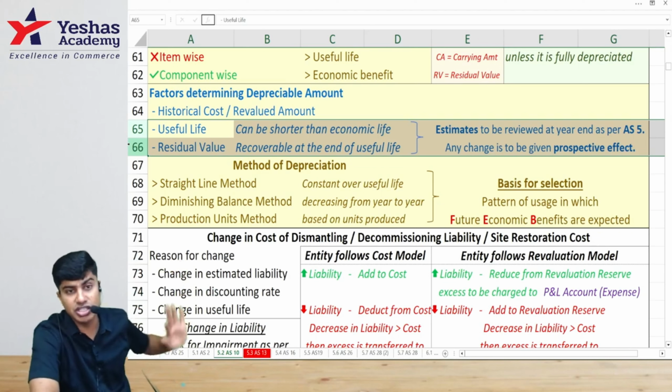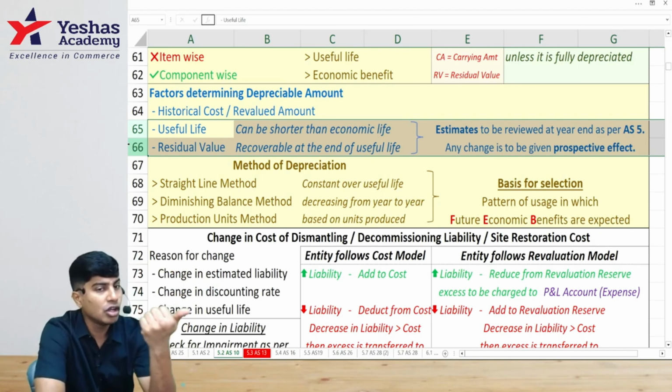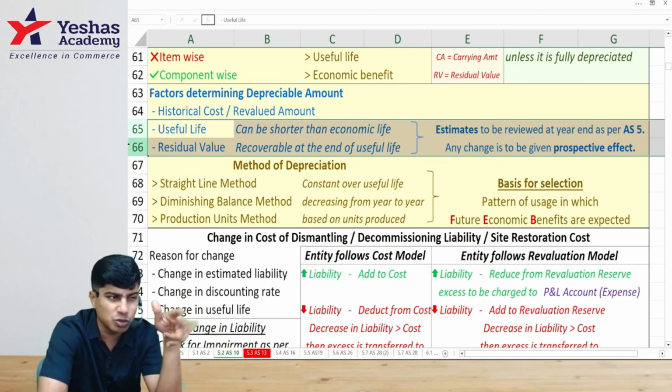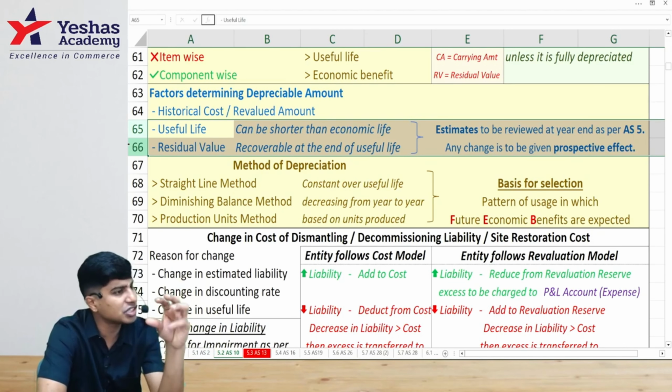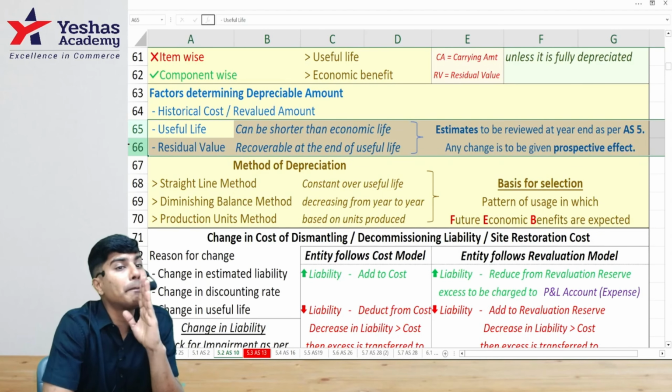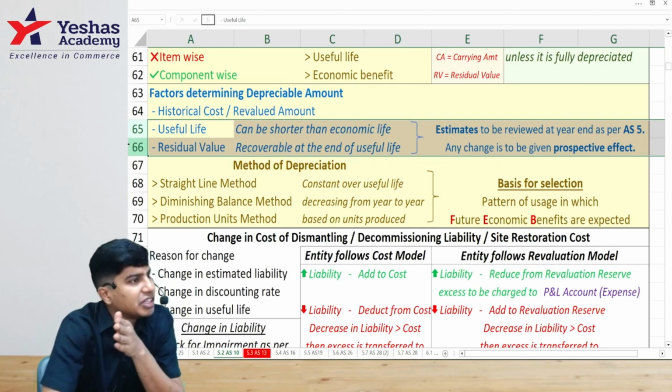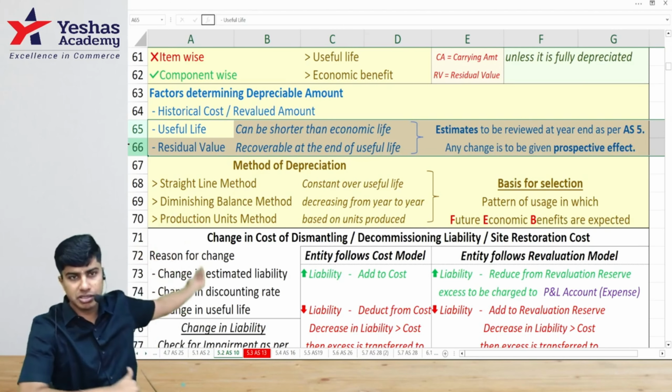But whenever there is a change in accounting estimate like useful life, or scrap value, or expected usage pattern of the asset, then the depreciation will change and it has to be given prospective effect. What effect? Meaning from the year of change, you start giving the impact. You don't have to revise the past numbers.